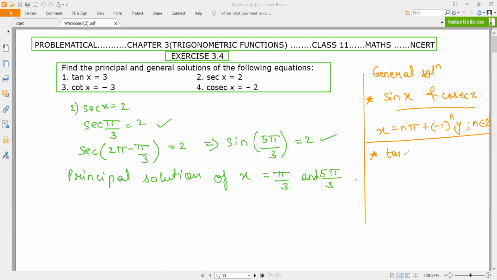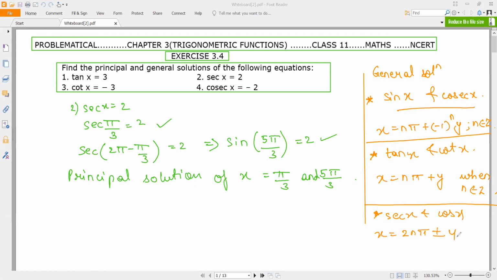For tan x and cot x, it's the same because tan x is equal to 1 upon cot x and vice versa. So for tan x and cot x, you have x is equal to n pi plus y, where n belongs to Z. And the general solution for cos x and sec x, since they are inverses of each other, would be the same: 2n pi plus minus y, where n belongs to Z.